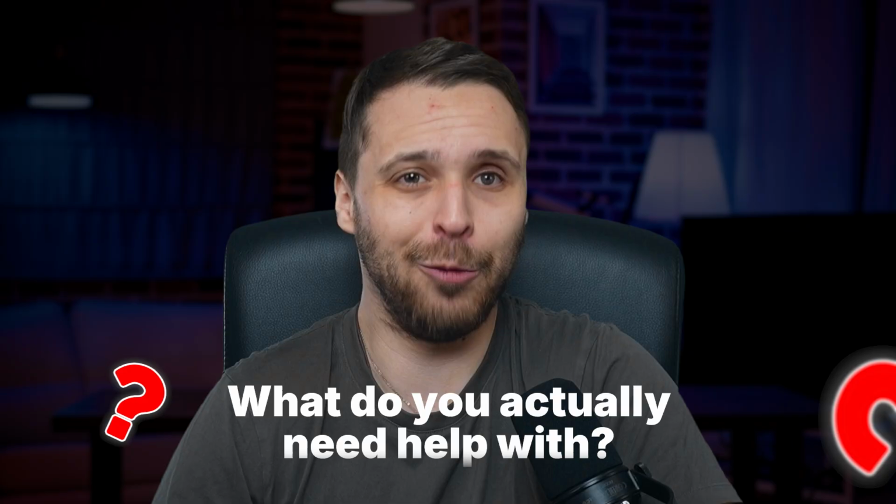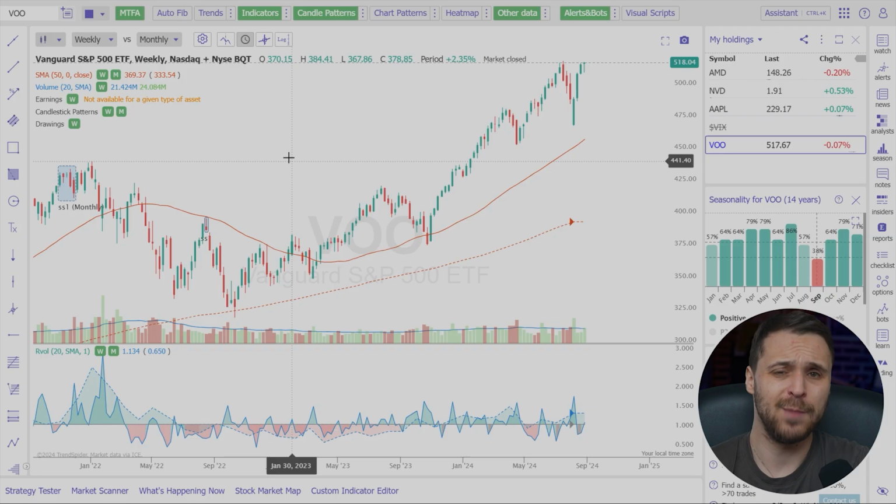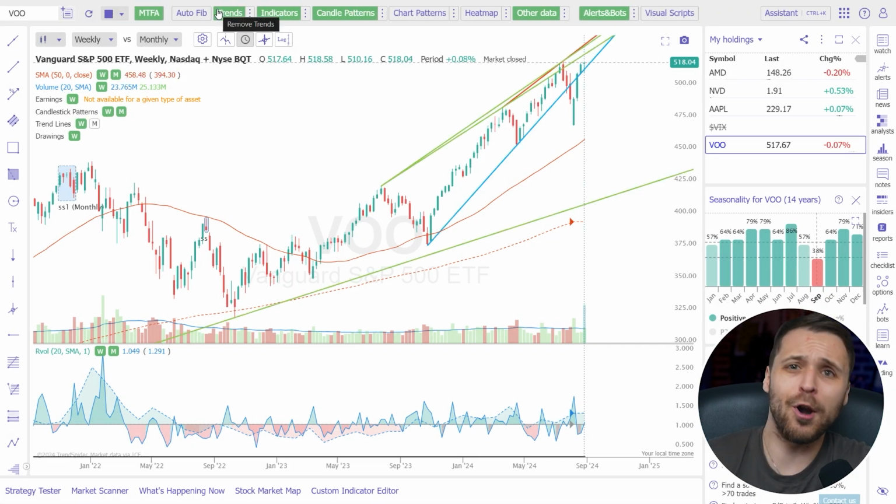Now, to figure out the best software for technical analysis, we have to start with a simple question. What do you actually need help with, right? Because when you look at TrendSpider, Trade Ideas, and TradingView, these all solve the same core problem, helping you read the market better, right? But they approach it from very different angles here, and that is where the real separation happens. TrendSpider feels like the smartest automation hub.